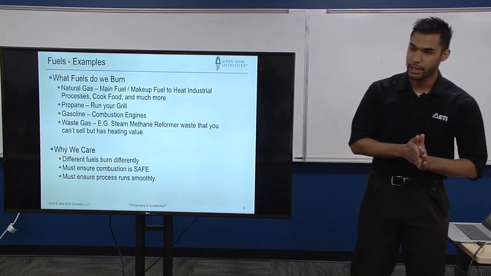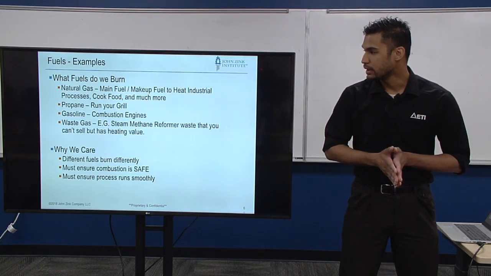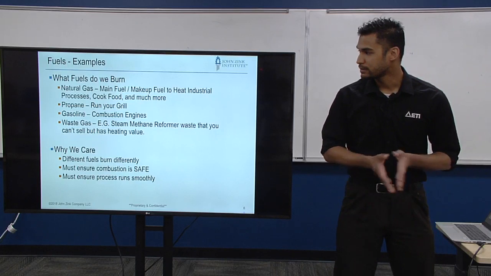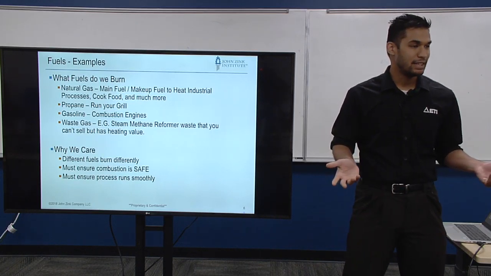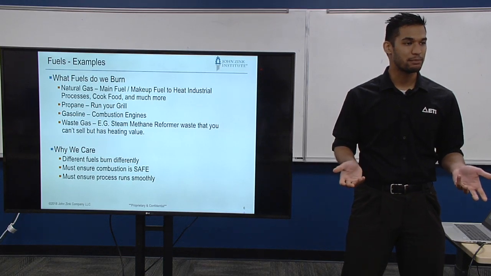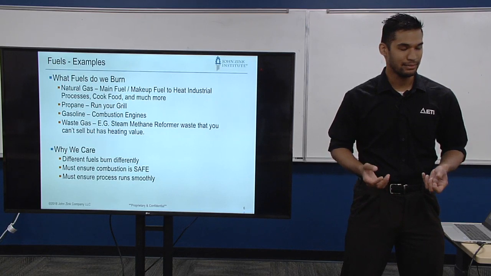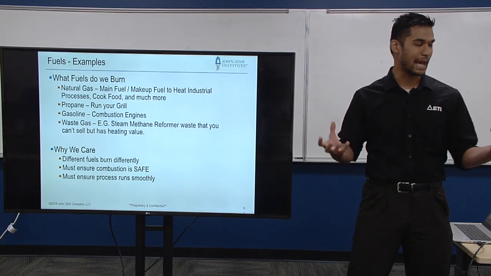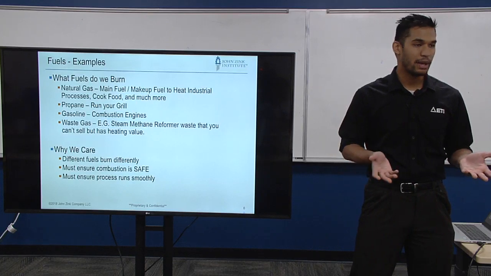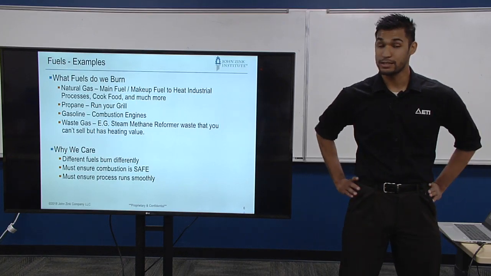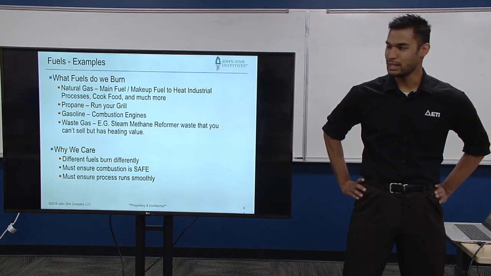Okay. Let's take a look at some examples. Why do we burn fuel? Or what fuels do we burn? So there's natural gas. If you have an industrial process like a feed preheater, sometimes your burners will be burning natural gas in order to release that heat and capture that energy into your process. Propane is used to run industrial processes as well. Also used to run your grill at home, if any of you like to eat barbecue.